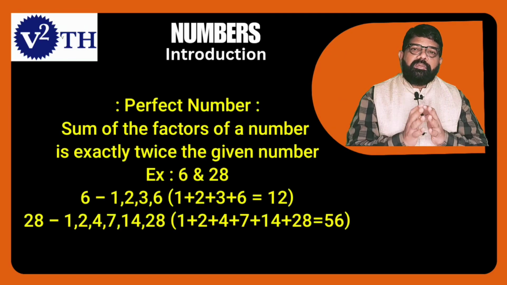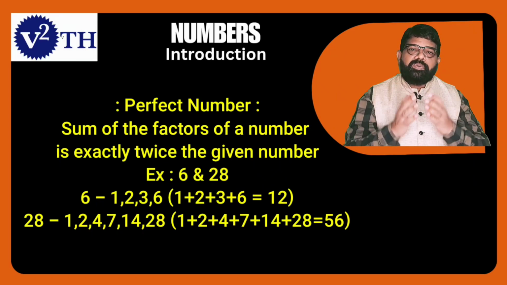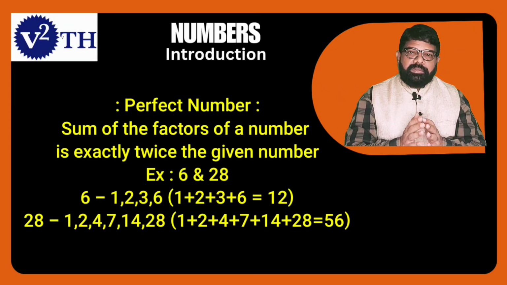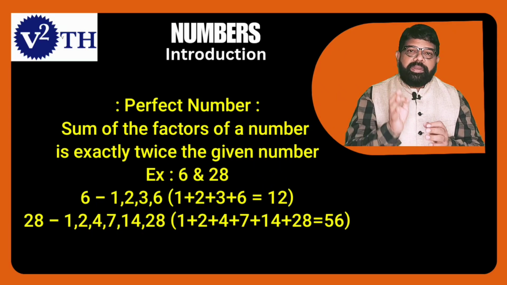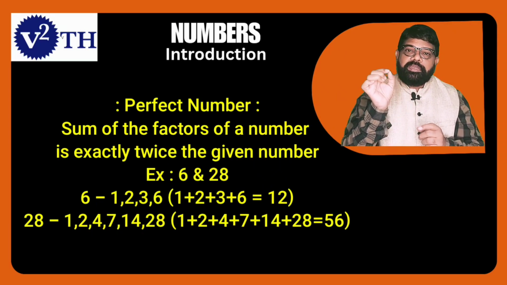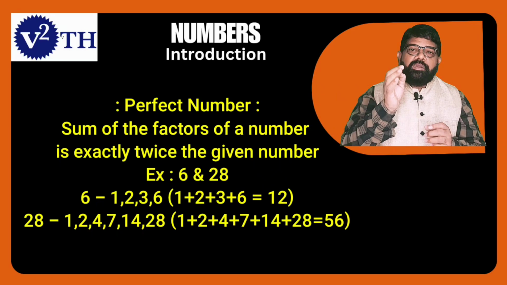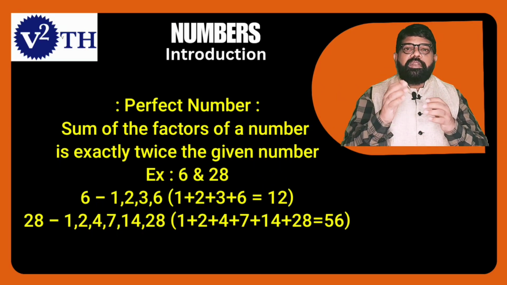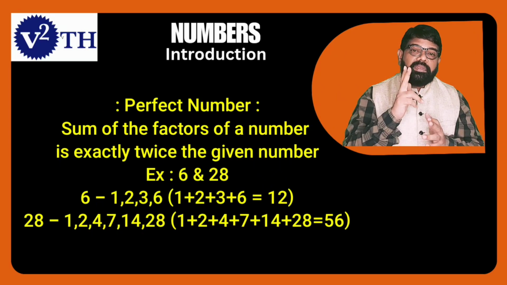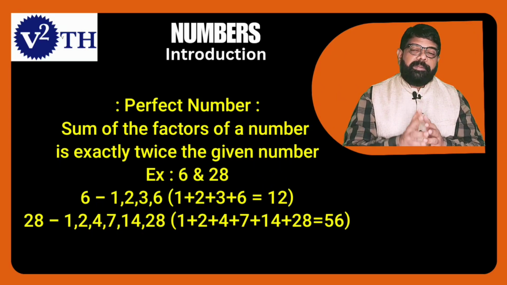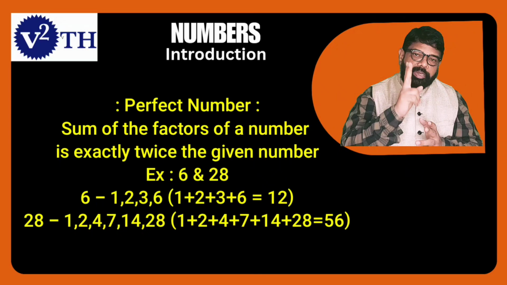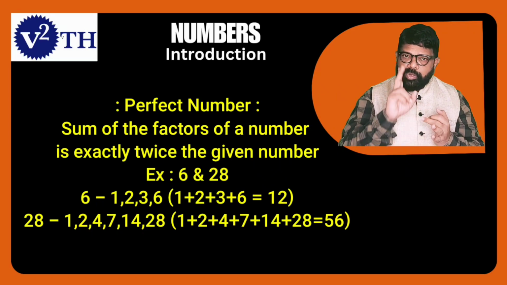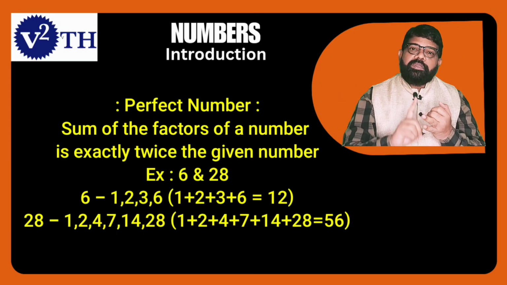Next one is a perfect number. What is meant by perfect number? We know perfect square, we know perfect cube. Now here the perfect number. What is the definition of perfect number? The sum of the factors of a given number is exactly twice the given number. Such numbers are called perfect numbers. Up to 100, there are only two perfect numbers, 6 and 28.